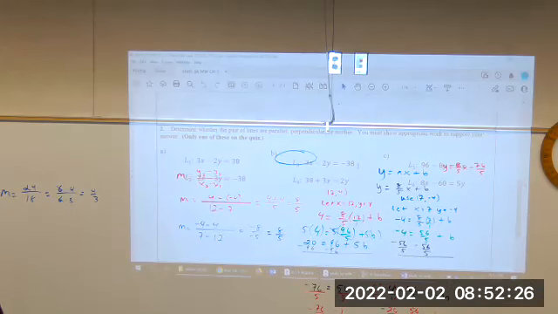The lines are perpendicular if the slopes are opposite, one positive and one negative, opposite signs, and reciprocal. They have to flip. So if one is 2/3, the other one would be -3/2. Opposite and reciprocal for perpendicular. And if it's not parallel and it's not perpendicular, the answer is neither.